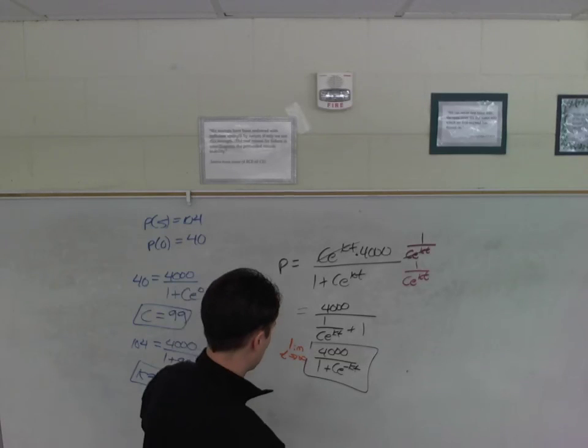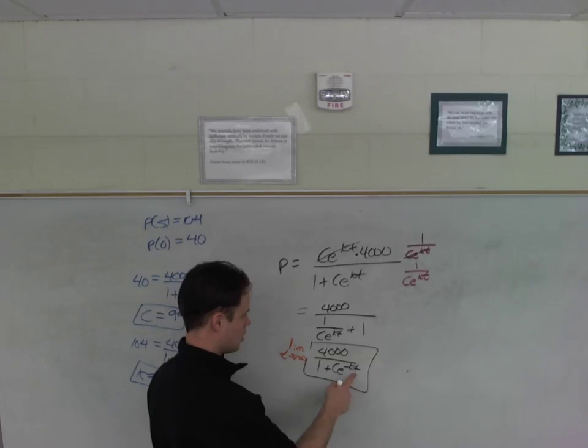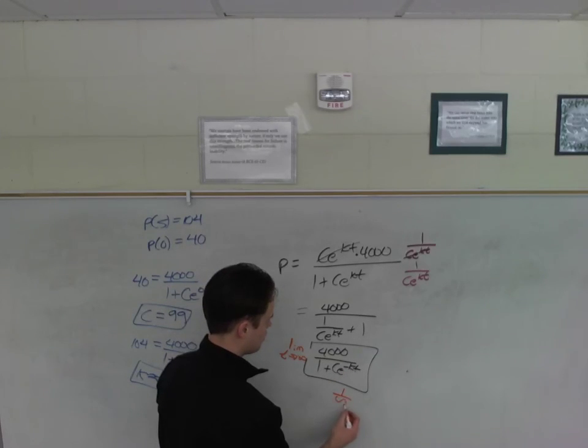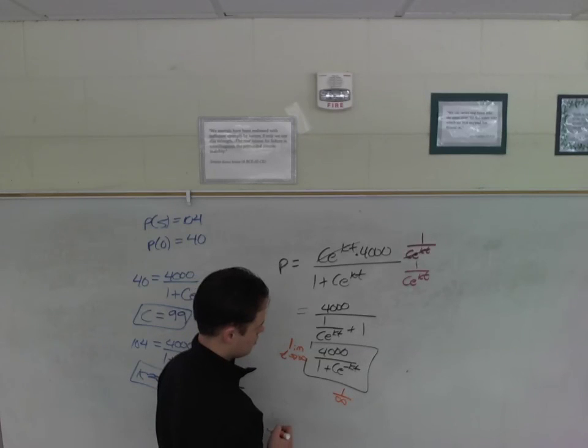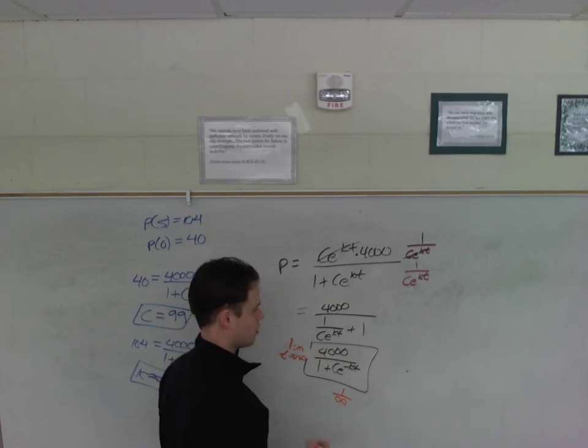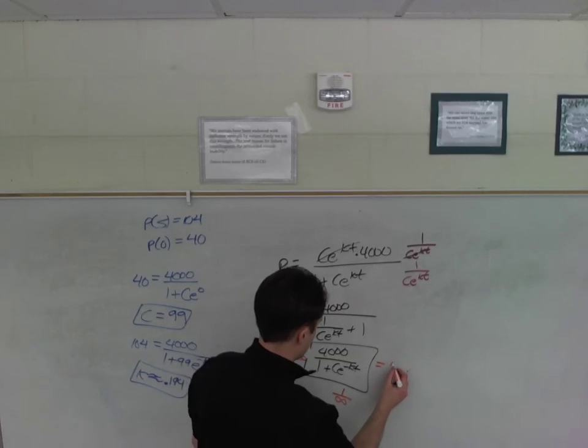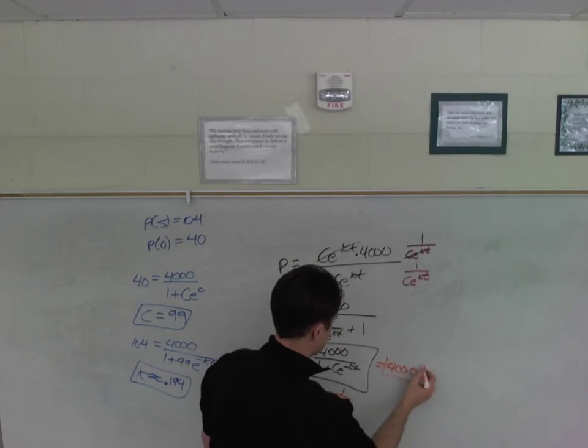You're essentially going to be dividing by 1. This is going to be 0, negative infinity. What's e to the negative infinity? 0. That's like 1 over infinity, isn't it? So that's 0. So this part's 0. What's 4,000 over 1? 4,000. Do we see that?